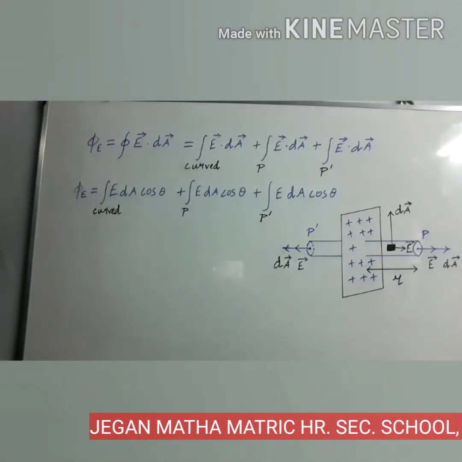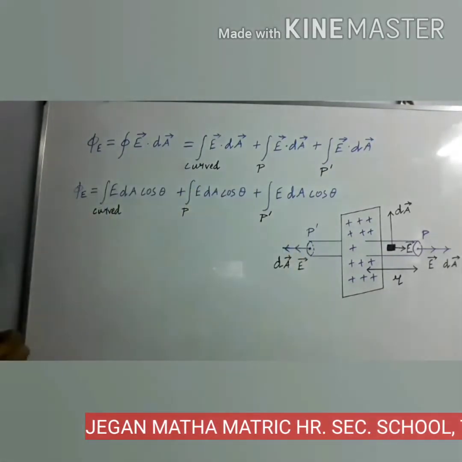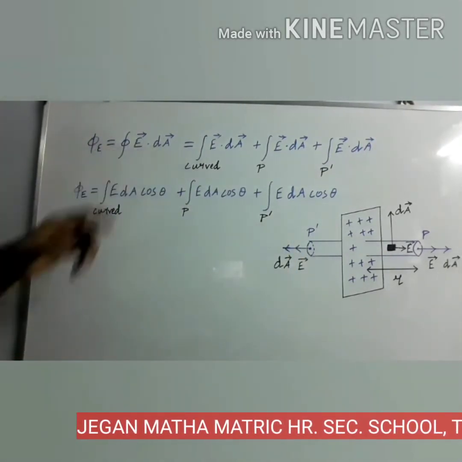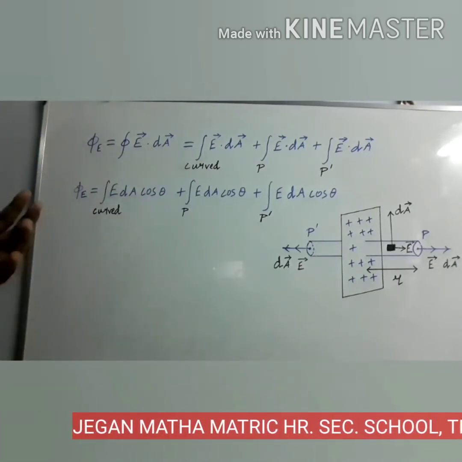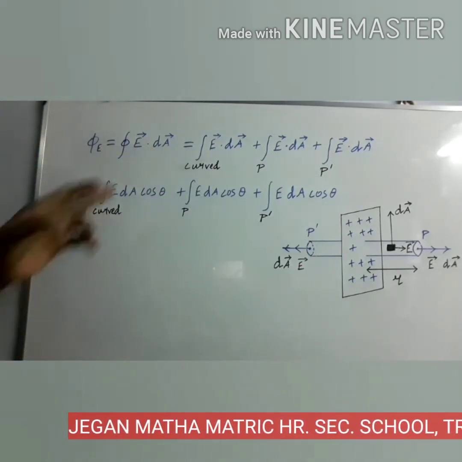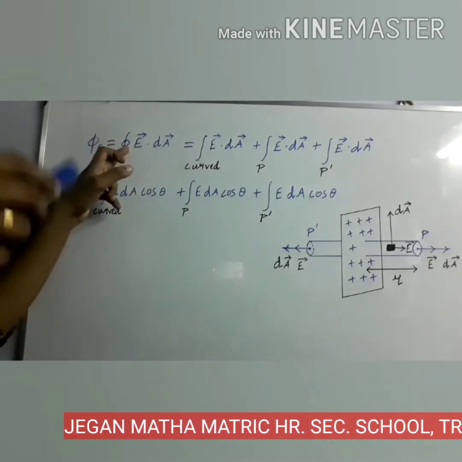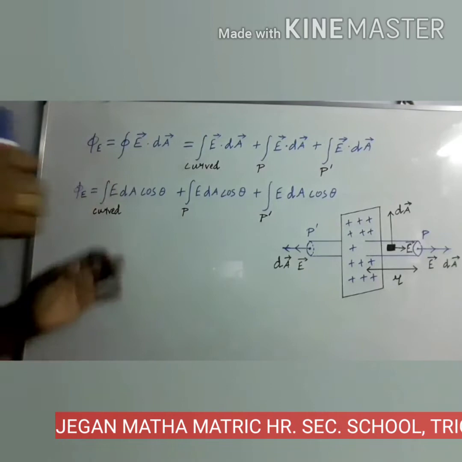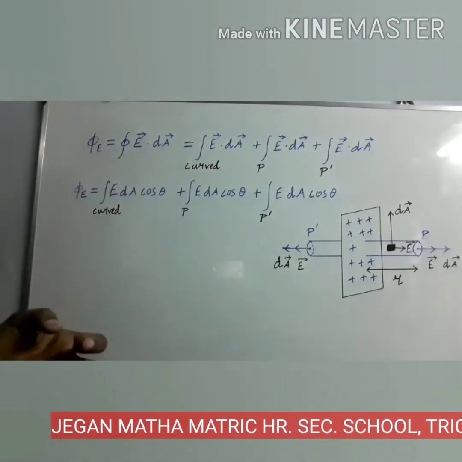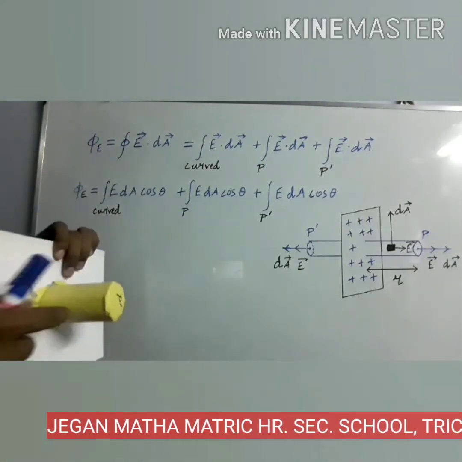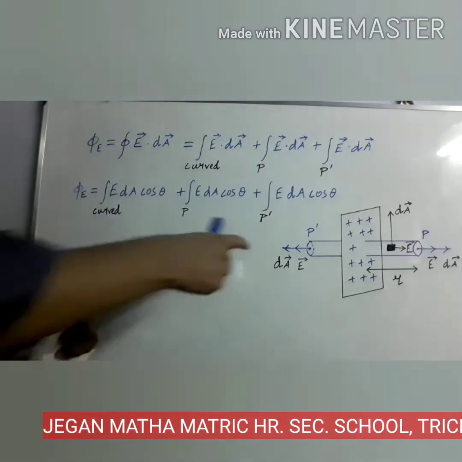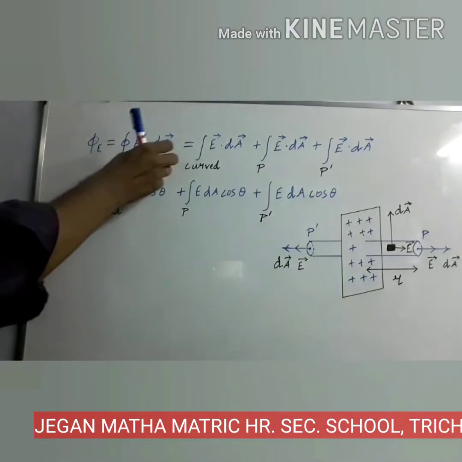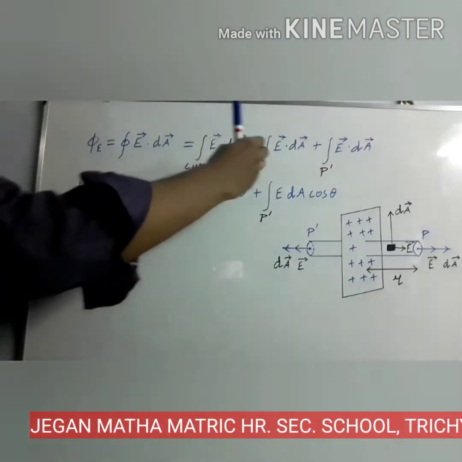Now we are going to find the electric flux in the Gaussian surface. According to Gauss law, the electric flux phi E is equal to the closed integral of E dot dA, which is equal to the enclosed charge divided by epsilon naught. First take this term. We have used the closed integral because we are going to find the electric flux within a Gaussian surface. Since the Gaussian surface has three surfaces, one curved surface, another surface at the edge which contains point P dash, and another surface which contains the point P, this term can be written as the summation of the other three surfaces.